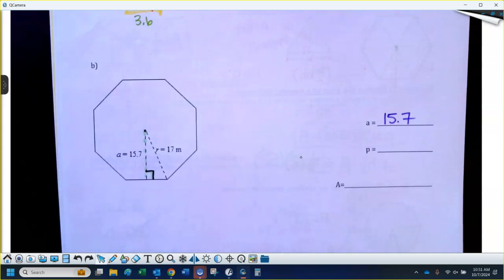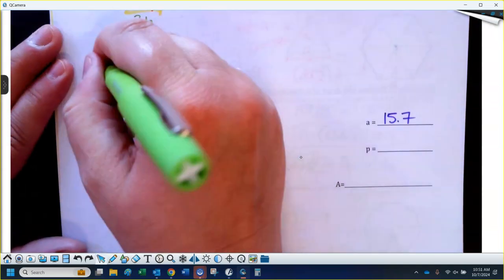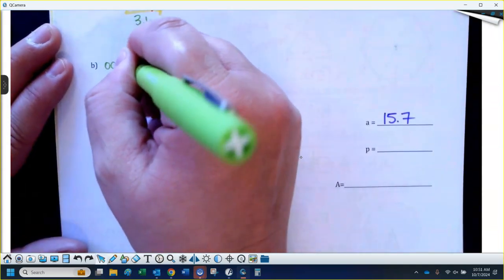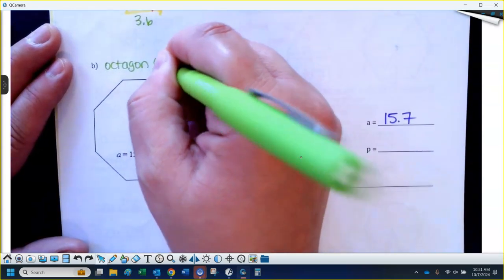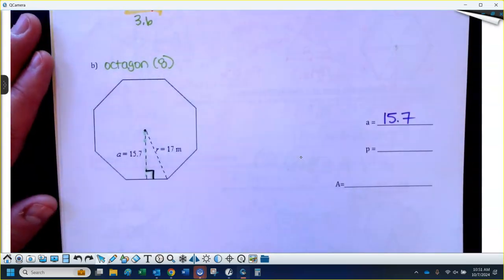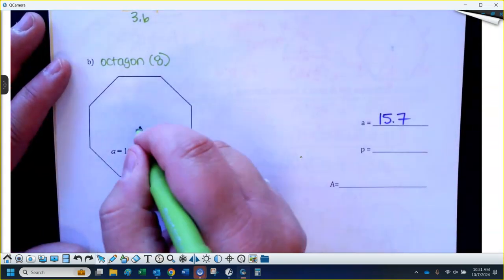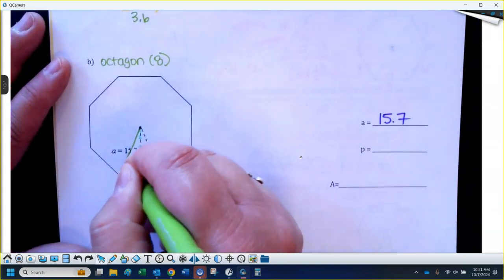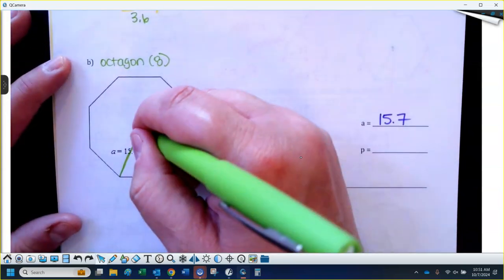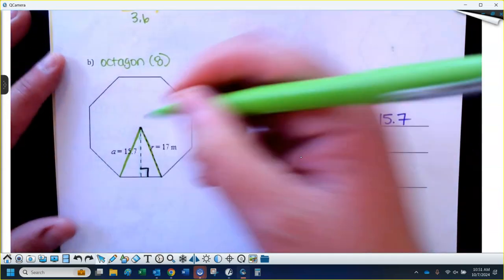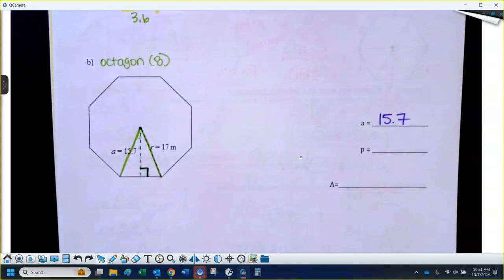Okay, so I don't have the perimeter here. This one is a little bit trickier. So this guy is an octagon. Got 8 sides. So when I do my perimeter, it's going to be 8 times whatever I figure out the side length to be. So if I draw another radius in here, that would be like one big triangle. There would be 8 of those if I went all the way around.